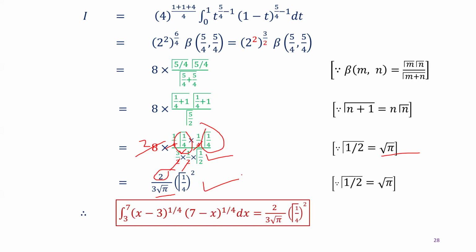Therefore, the integration under the limit 3 to 7 of (x minus 3) whole to the power 1 by 4 into (7 minus x) whole to the power 1 by 4 with respect to x is equal to 2 upon 3 root pi into (gamma 1 by 4) whole square.